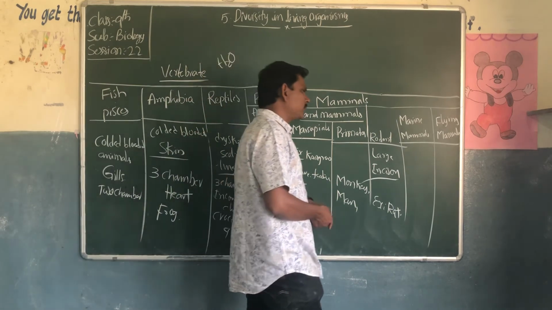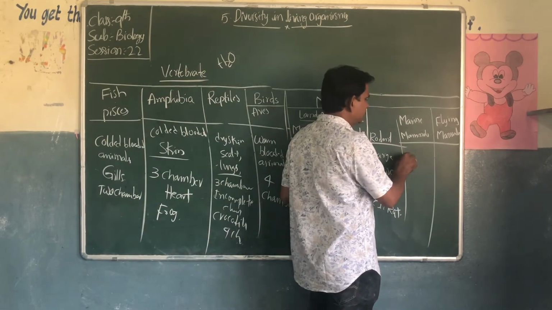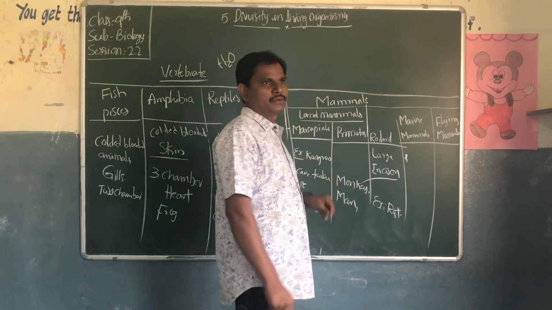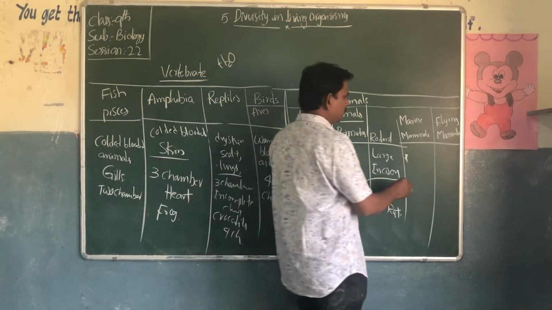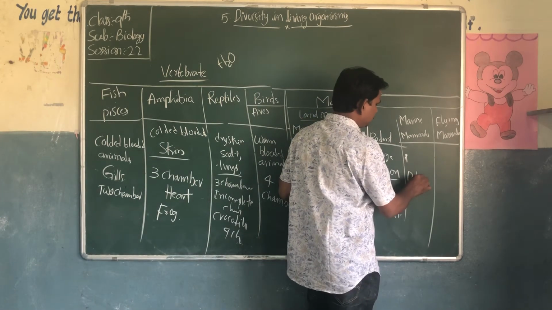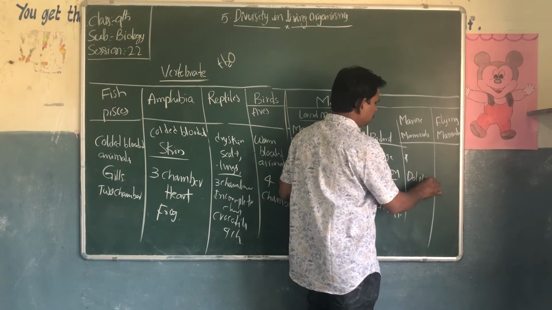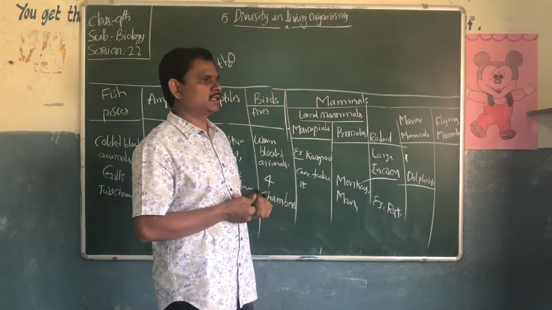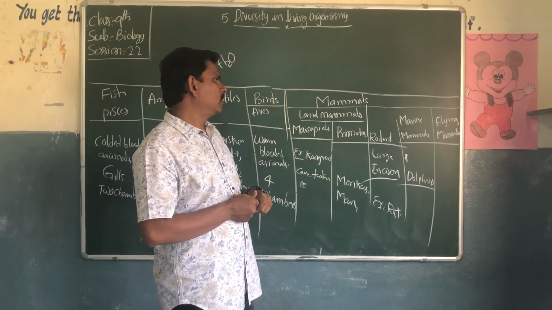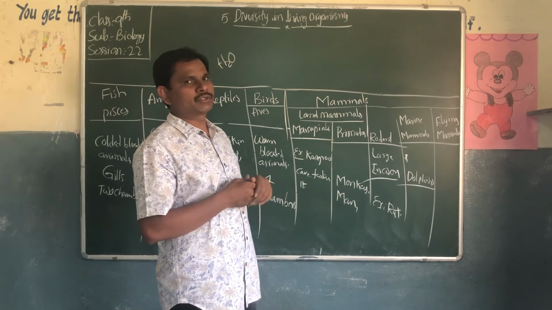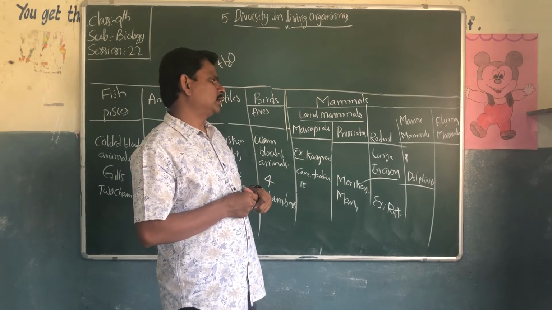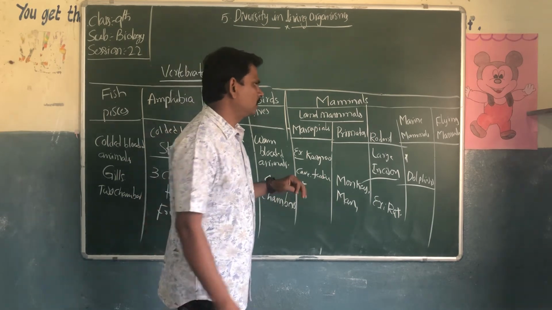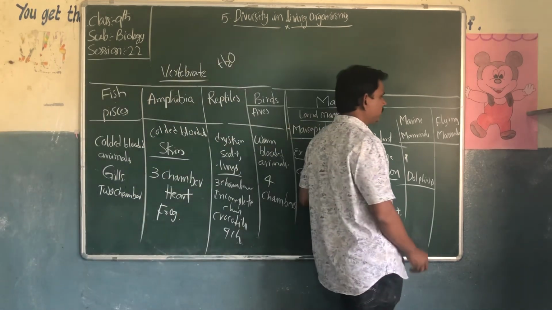These marine mammals live in the oceans, in sea water. The example is dolphins. Dolphins live in ocean waters. They give birth to the young ones. The example is dolphins. Next, the last one is flying mammals.